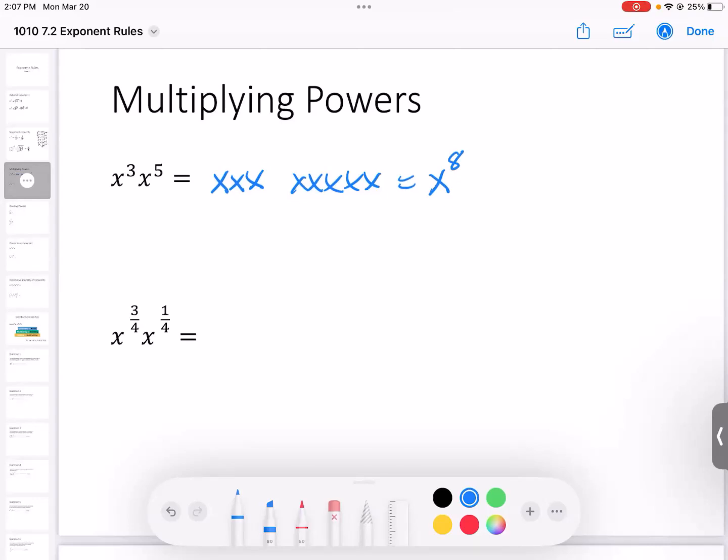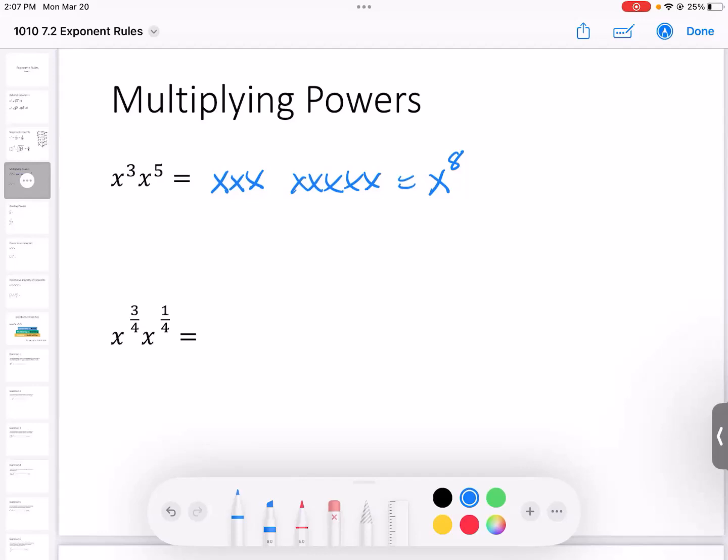Yep, you just add them together, which makes sense because you had 3 x's multiplied. You're kind of adding 5 more x's that are multiplied, and now you have 8 total. So whenever you are multiplying two powers together, you can add their exponents if they have the same base. If one was an x and one was a y, you couldn't simplify it at all. But since they're both x's, you can combine them that way.